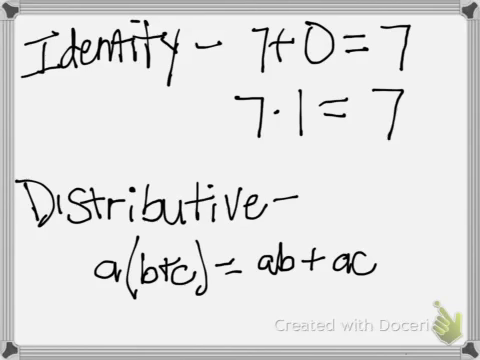It's important to note that often students get the associative and distributive property mixed up because both of them often have parentheses, and so that can throw them off. But we just want to emphasize that the associative property is changing the grouping, whereas the distributive property is distributing the numbers out. So A times B is AB, A times C is AC.